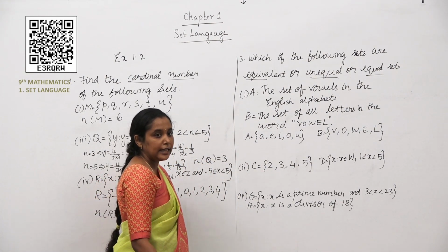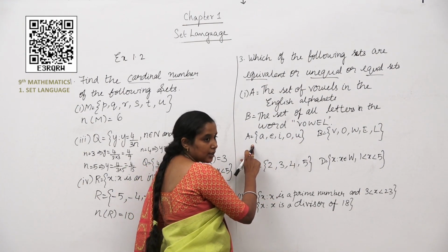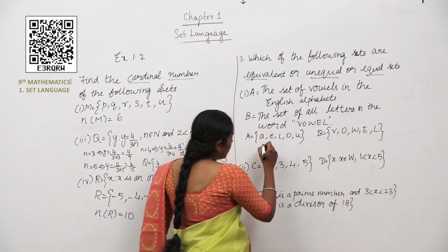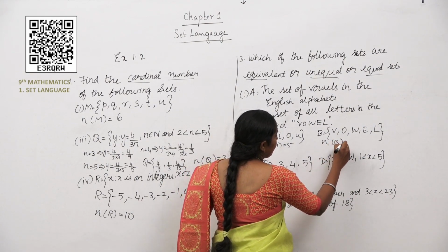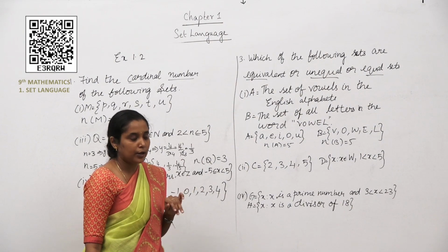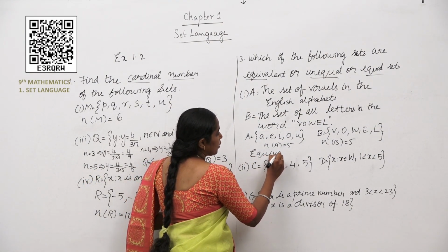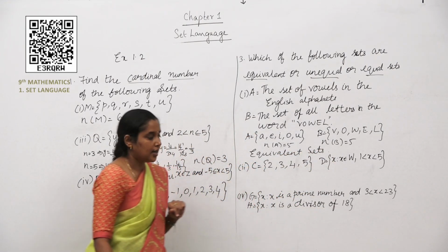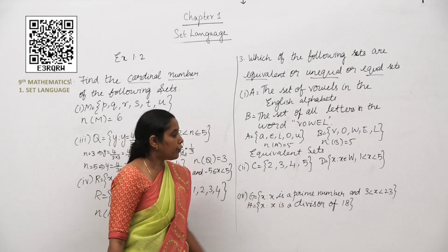So check whether it is an equivalent set. 1, 2, 3, 4, 5. So n of A is equal to 5. n of B, you check: 1, 2, 3, 4, 5. So n of A is equal to 5 and n of B is equal to 5. If the number of elements in the sets are equal, you can say they are equivalent sets. Second subdivision, C is equal to 2, 3, 4, 5.